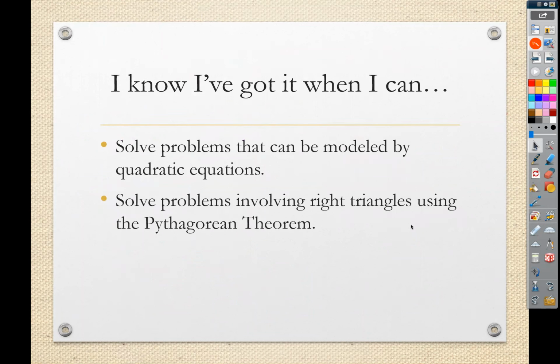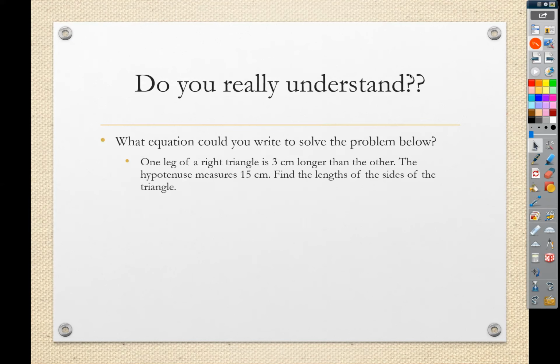I can solve problems that can be modeled by quadratic equations, and solve problems involving right triangles using the Pythagorean theorem, which we know is a squared plus b squared equals c squared. But do you really understand? What equation could you write to solve the problem below? One leg of a right triangle is 3 centimeters longer than the other. The hypotenuse measures 15 centimeters. Find the lengths of the sides of the triangle.